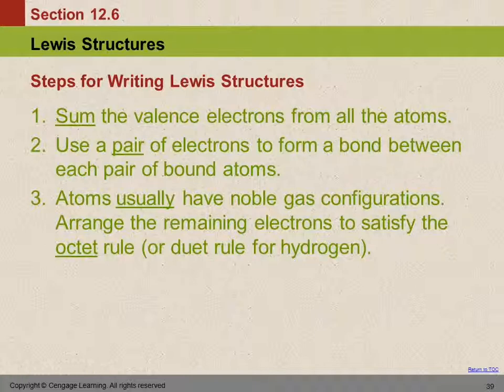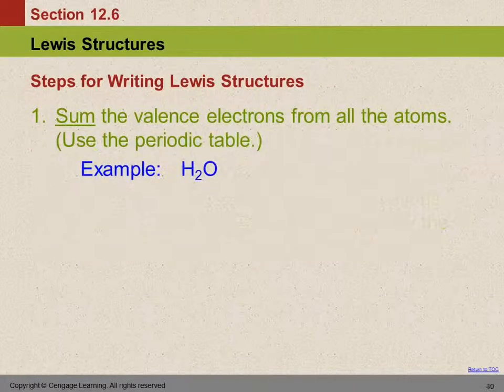And then we remember the octet rule. So atoms usually have noble gas configurations. So we're going to arrange the remaining electrons so that everybody gets 8. Or 2 for hydrogen. So let's do an example.